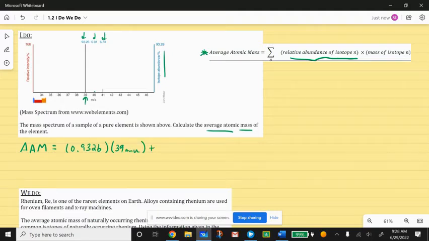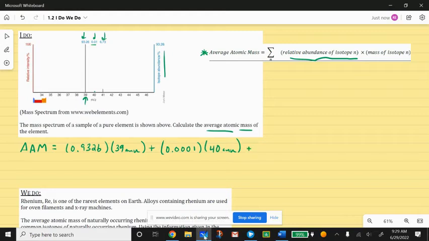We're going to add to that the second one. This one's so tiny, you can barely see it. I actually drew that in as a decimal. That's going to be 0.0001, and its mass is 40 AMUs. So in a typical sample, there's hardly ever any of that isotope.